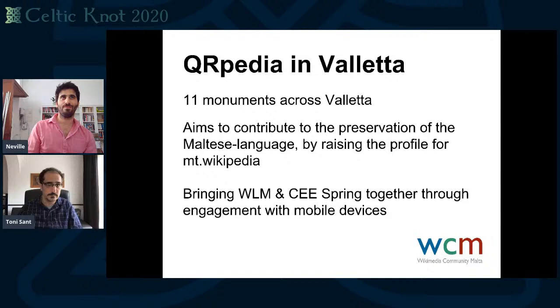Before I get into the analysis, I want to mention the newest project that we've planned, at least, which is a QRpedia project taking place across Valletta. Through this project, we're trying to bring the work we've done on Wiki Loves Monuments together with the work that's been done on CE Spring. By identifying 11 monuments across the city of Valletta and trying to contribute to the preservation of the Maltese language through content developing for these 11 monuments. These include historical sites, but they also include public figures, historical figures, historical locations. So there's quite a range.